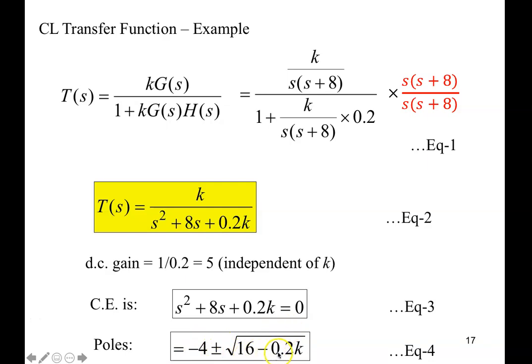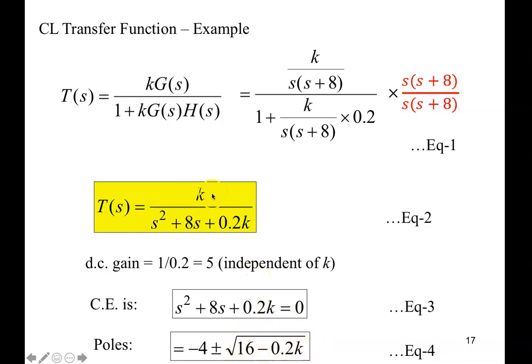16 minus 0.2k. So the poles for the closed loop are dependent on the value of k. So you get different poles depending on what k value or the control gain you select. Okay. The open loop, you have s equals 0, s equals minus 8, so two poles. But for the closed loop system, the poles will be dependent on the value of k.